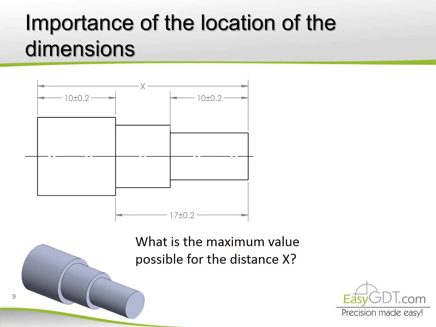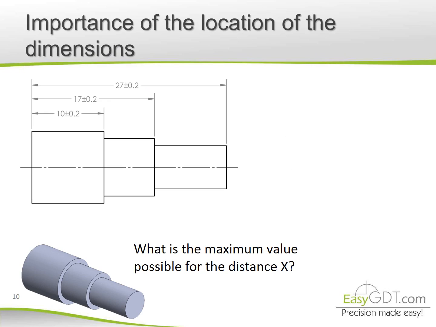Now let's calculate the maximum value that the distance x can be. Note that the tolerances for all the dimensions haven't changed. They are still 0.2. But now the result is 27.4. For the last time, calculate the distance x. Now we can see that the dimension is directly indicated. So in this case, the maximum distance of x is 27.2.